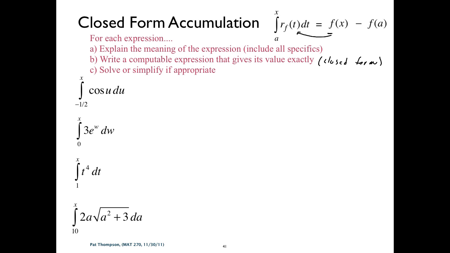Again, what you're thinking about is looking for this function f. I'm asking what function, if I took the derivative of it, would be the rate function. That's what an antiderivative is. What function, if I were to take the derivative, would I get that? That's your function f. And then your closed form will be that function evaluated at x minus that function evaluated at a. So take your time, talk it out, and I'm going to take some attendance.